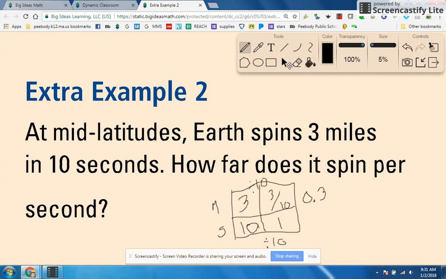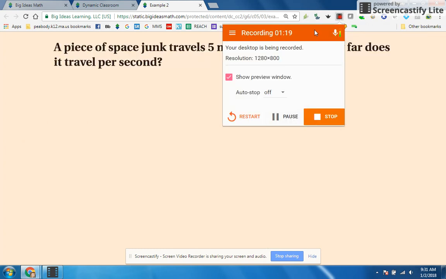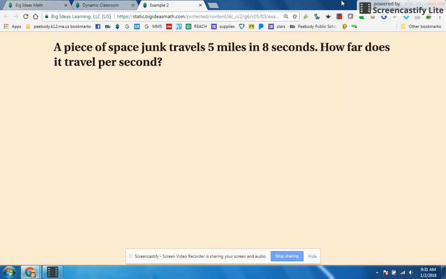Okay? So let's try one for you guys. So you're going to do the 4 square method, fill it in, label it. It's telling you which number to change to a 1, and then figure out what you would do to get that. Okay? So let me give you one of these to try. All right, let's see if you can figure this one out. So a piece of space junk travels 5 miles in 8 seconds. How far does it travel per second?